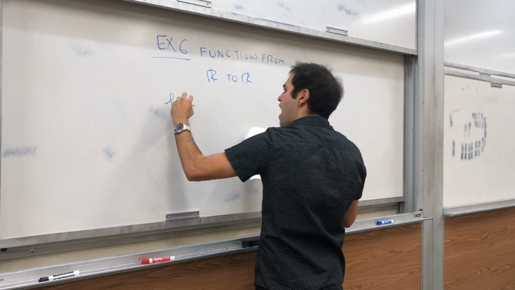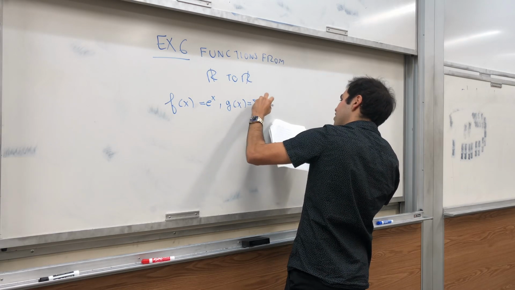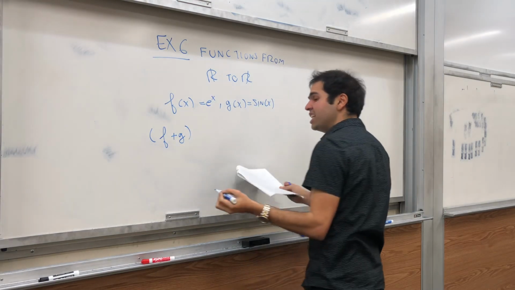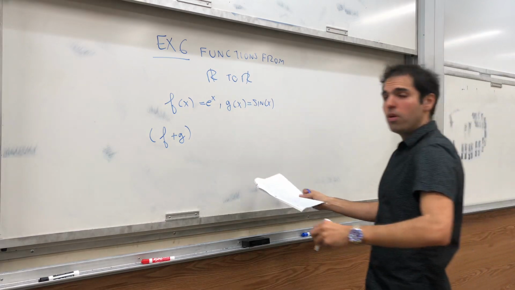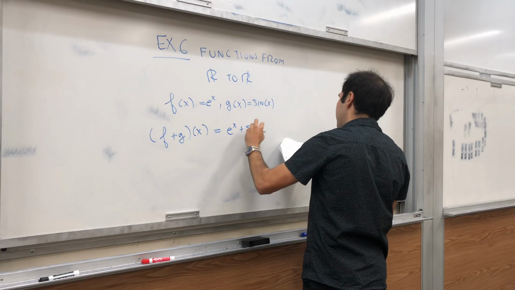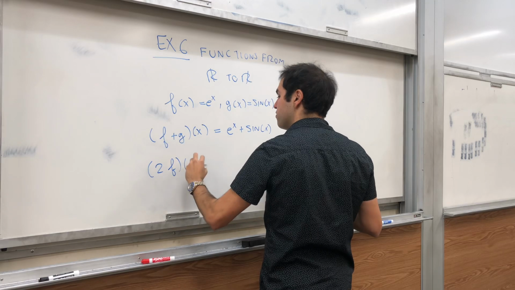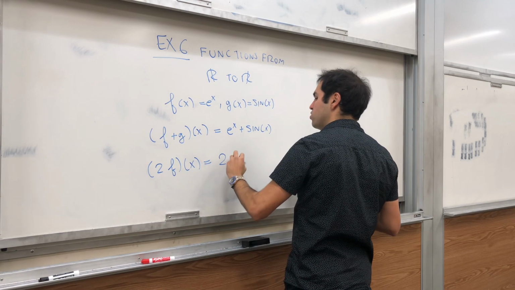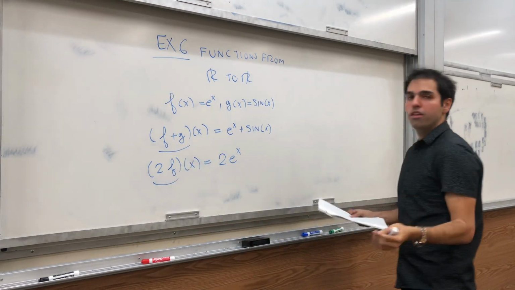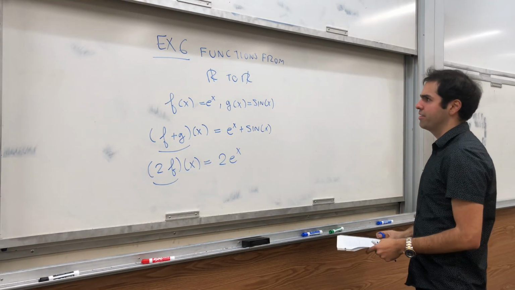For example, take f of x is e to the x and g of x is sine of x. Well, you can add 2 functions. What is f plus g? It's the function whose input is x, and whose output is the sum, so e to the x plus sine of x. Or you also have 2 times f of x, which is just, in this case, 2e to the x. So the point is you can define f plus g, you can define a constant times f, and the 0 function is the 0 function.